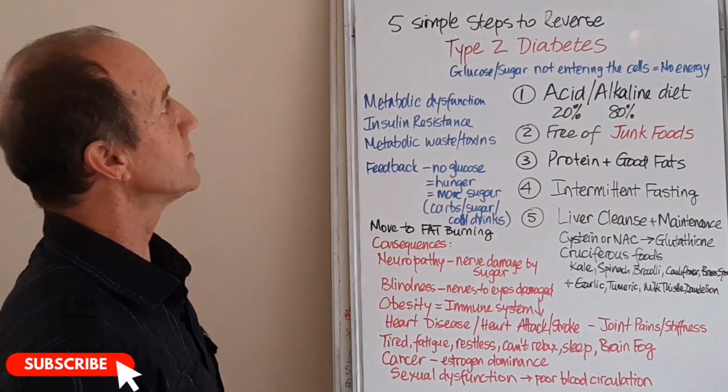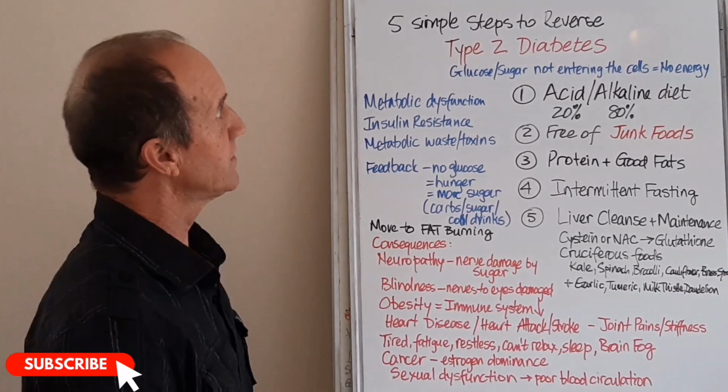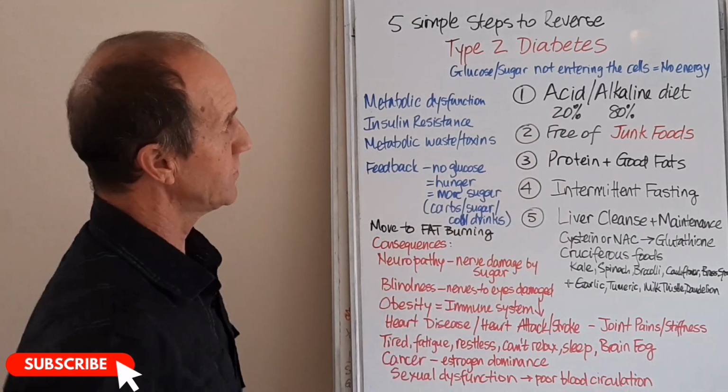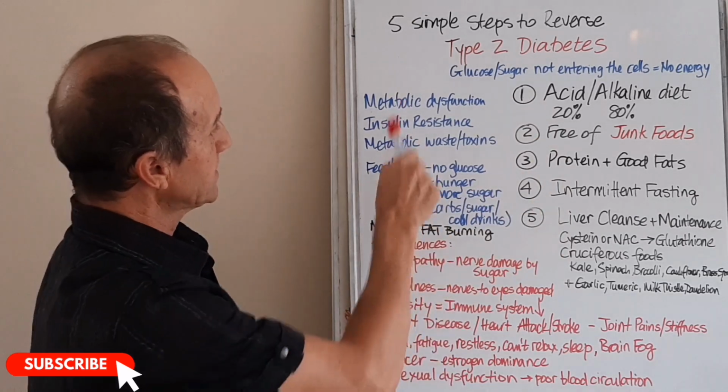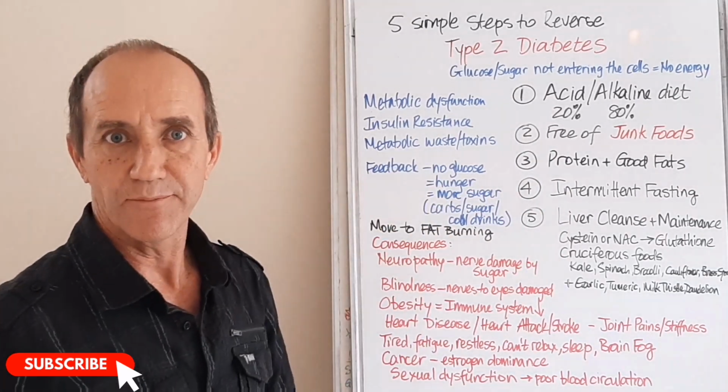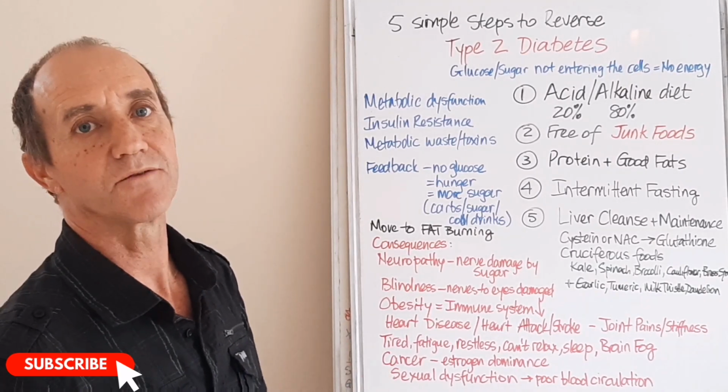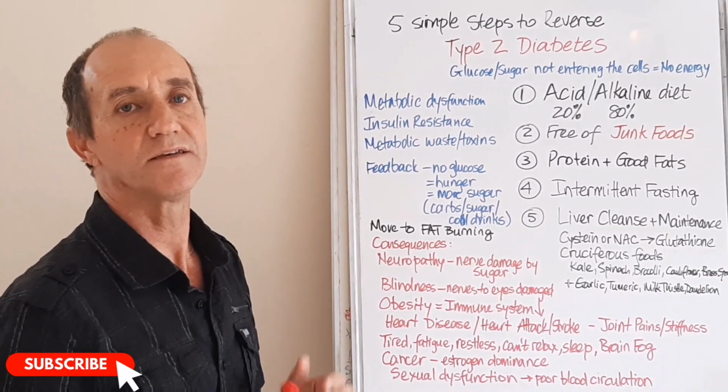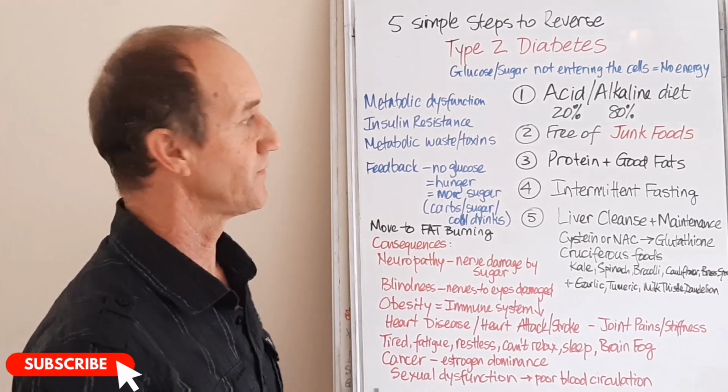Before we go into the whole topic and the 5 steps, which I've listed here, let's go over what diabetes is, how it happens, what you can do to reverse it, and what consequences happen if you don't do something about it.